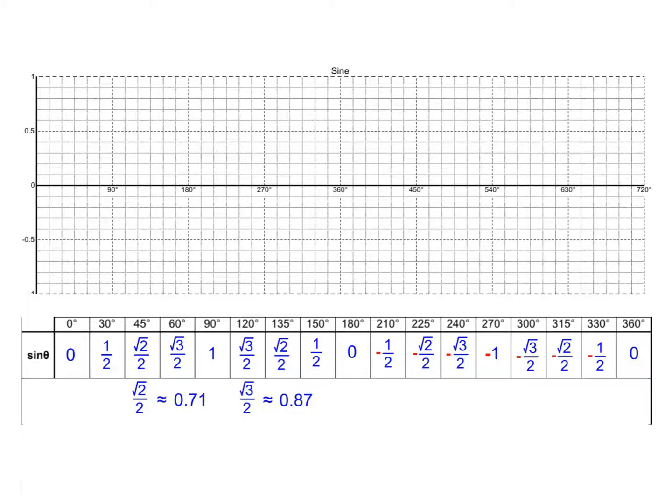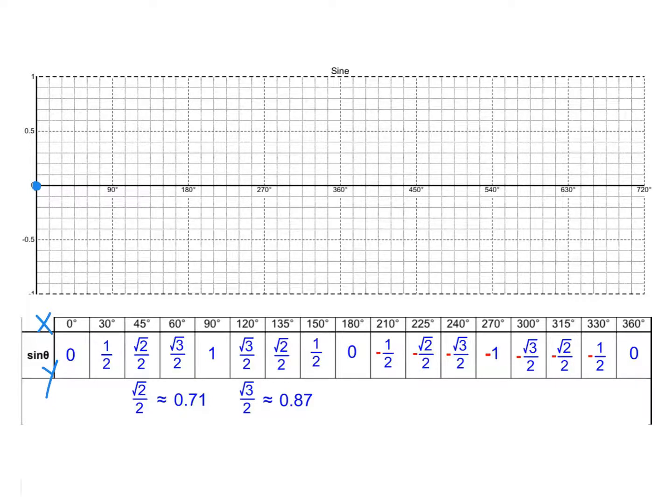And basically what we're going to do is plot each of these points. And remember, as we plot these, the x-coordinate is our angle, and the y-coordinate is our sine value. All right, so we can just start plotting away here. So the first point, notice then, is 0, 0. So let's go ahead and put a point there at 0, 0.